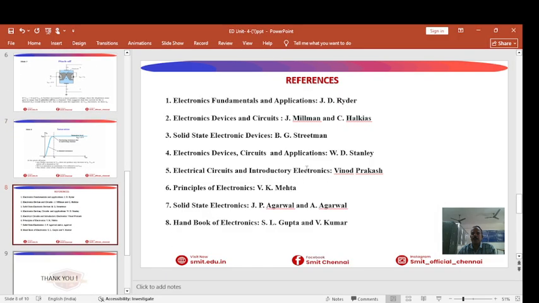These are the various references that I used for the slides. Particularly Millman-Halkias, Mehta, and Rider are the important books that I referred to for preparing the slides.